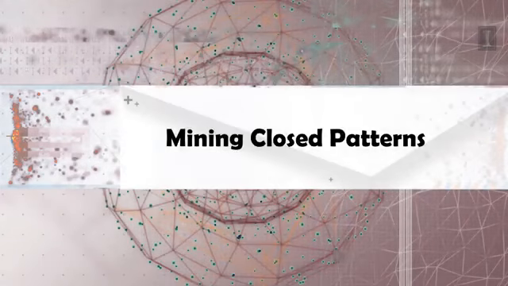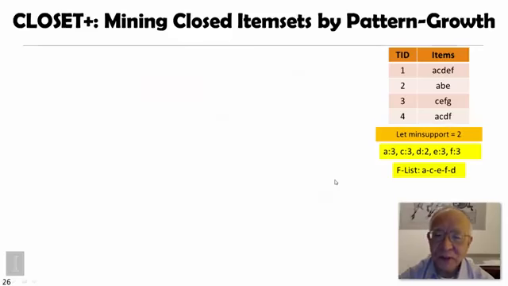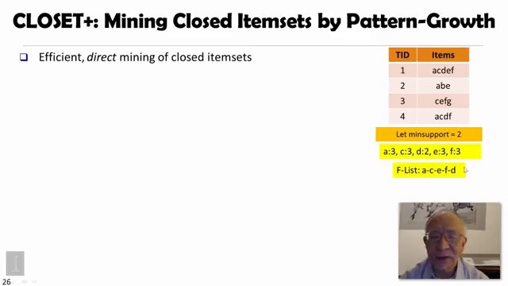Hi, in this final session of this lecture, we're going to discuss mining closed patterns. As we already know, a closed pattern is a compressed form, but it's a lossless compression of frequent patterns. So mining these closed itemsets is very interesting and useful. And with the pattern growth approach, there's one interesting method developed called CLOSET+. Let's look at this CLOSET+, how to develop efficient direct mining of closed itemsets.